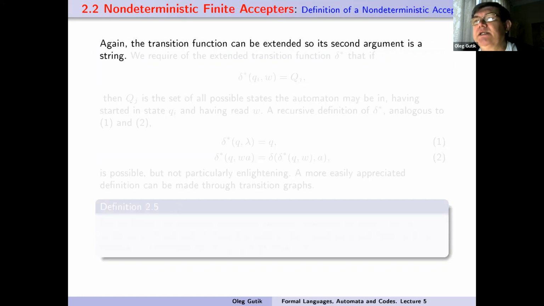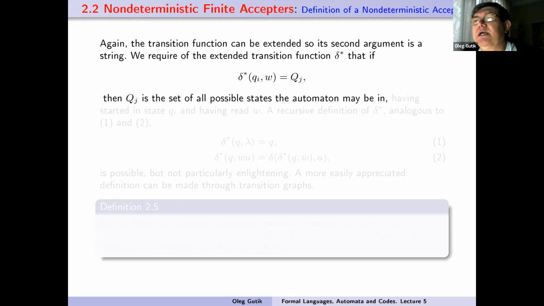Again, the transition function can be extended so its second argument is a string. We require of the extended transition function delta star that if delta star of Q_i, w is equal to Q_j, then Q_j is a set of all possible states the automaton may be in, having started in the state Q_i and having read the string w.